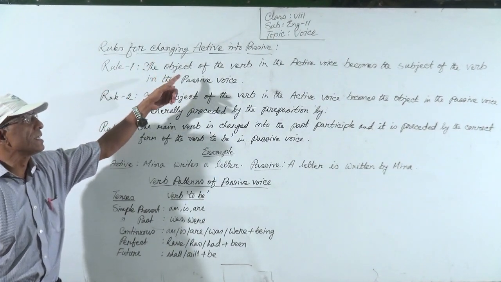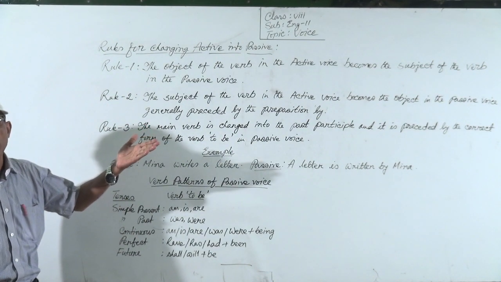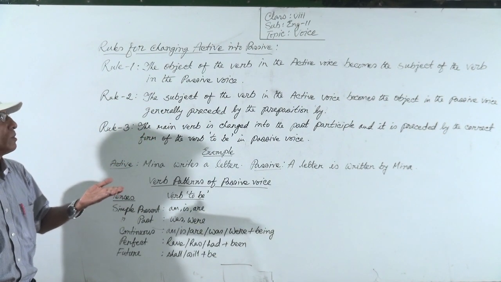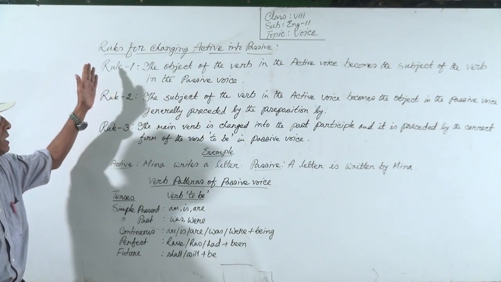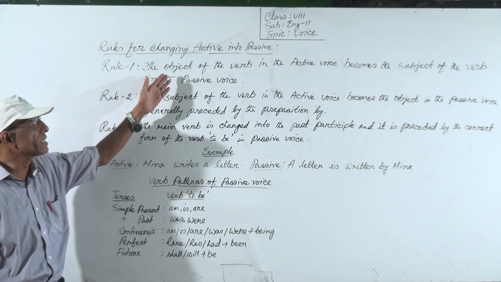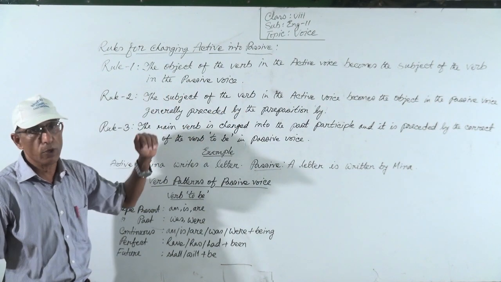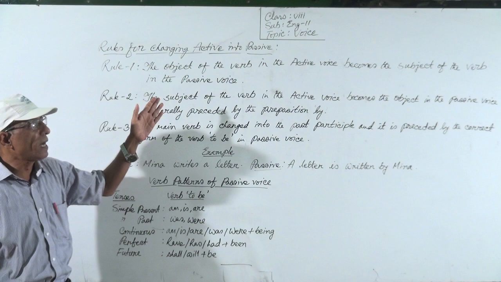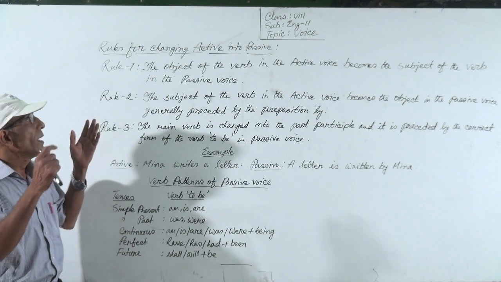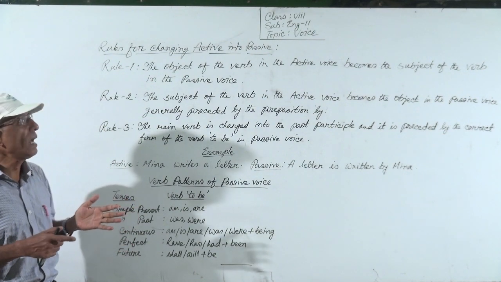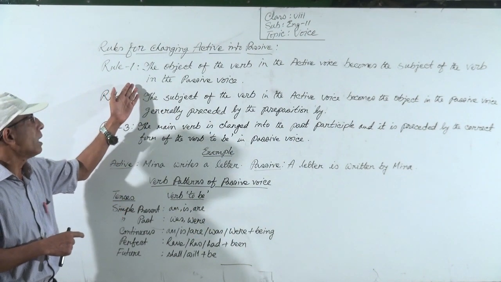Rules for changing active into passive. You know, in the question you have been given some active voice sentences, then you have to make them passive. So we have to know the rules for changing active into passive. The first rule is: the object of the verb in the active voice becomes the subject of the verb in the passive voice. That is, object will be subject in the passive voice. This is the first rule.